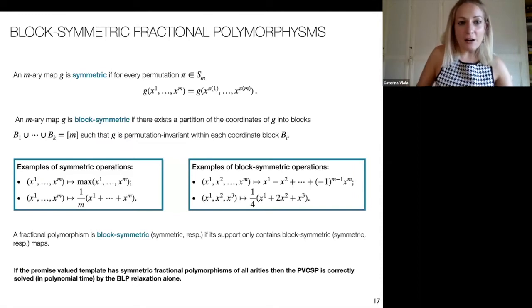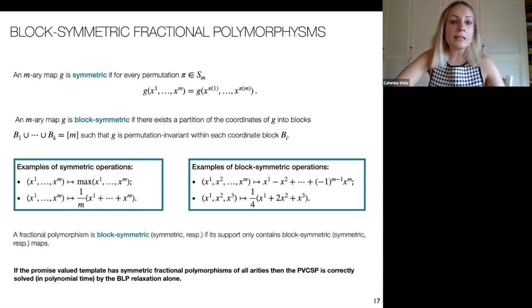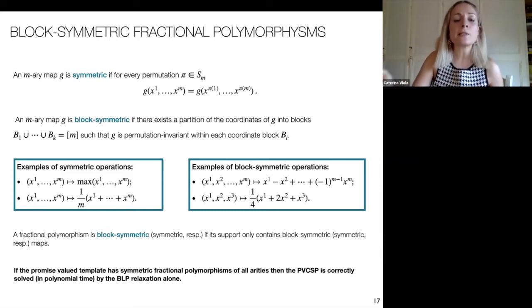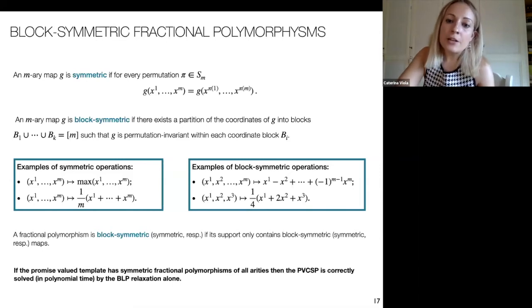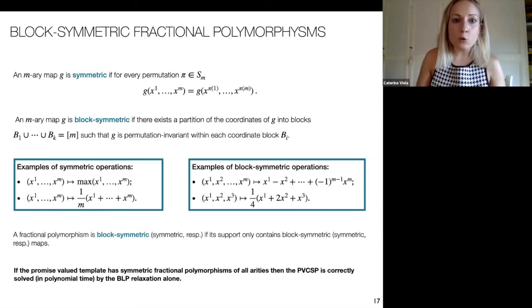Okay, now I tell you what is a block symmetric fractional polymorphism. So we know that an m-ary map is symmetric if it is invariant under permuting its arguments. An m-ary map g is said to be block symmetric if there exists a partition of the coordinates of the map g into blocks such that g is permutation invariant within each coordinate block. Examples of symmetric operations are max and the arithmetic average, while examples of block symmetric operations are the alternating sum and some kind of moving averages, like the one that you see in the second row. And the fractional polymorphism is said to be block symmetric if its support only contains block symmetric operations. In the same way, a fractional polymorphism is said to be symmetric if its support only contains symmetric operations.